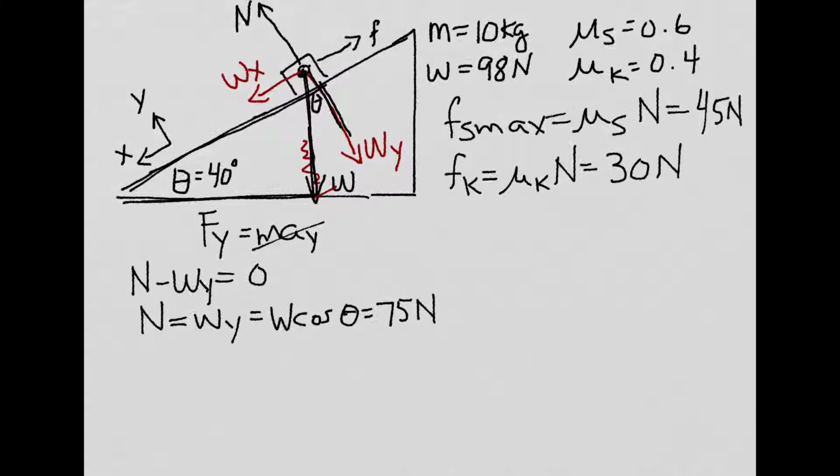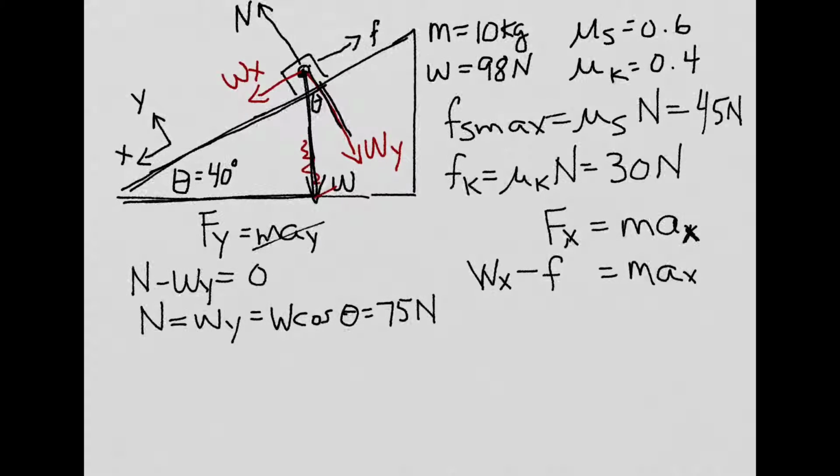So in the x direction, I'm going to do all my forces in the x direction. There may be acceleration, so I can't say that's 0. It might turn out to be, but I can't say that's 0. In the positive x direction, which is down the hill, we have Wx. In the negative direction, I have minus friction. Don't know which one yet. Equals mass times acceleration.